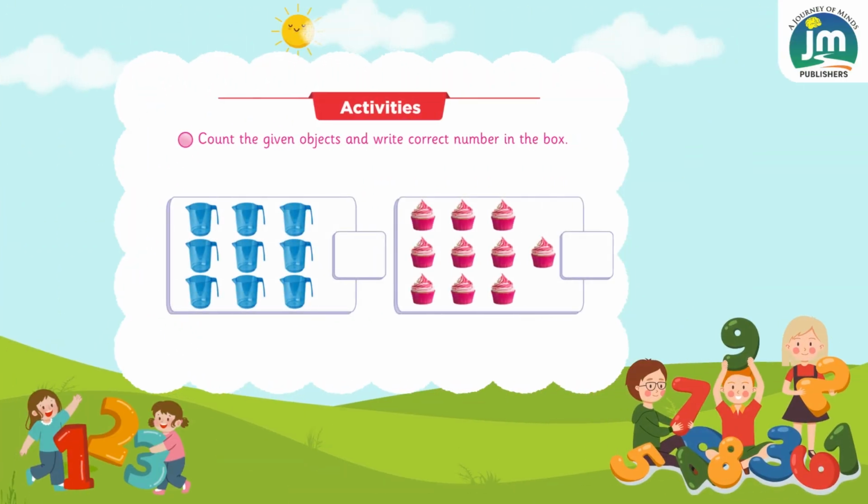Next one is jug. Blue jug. We have 9 blue jug. So 9 put in the blank box. Last one is 10 cupcake. So we put the 10 in the blank box.